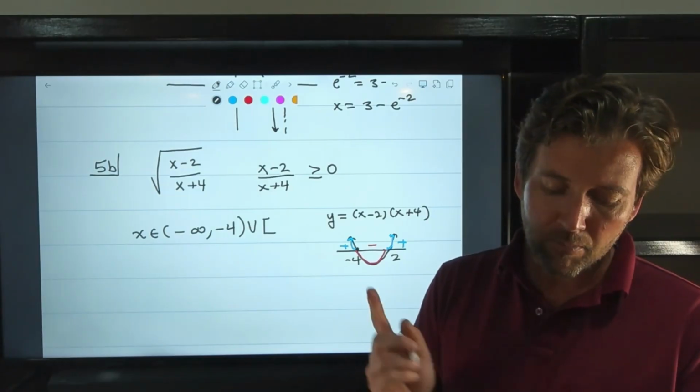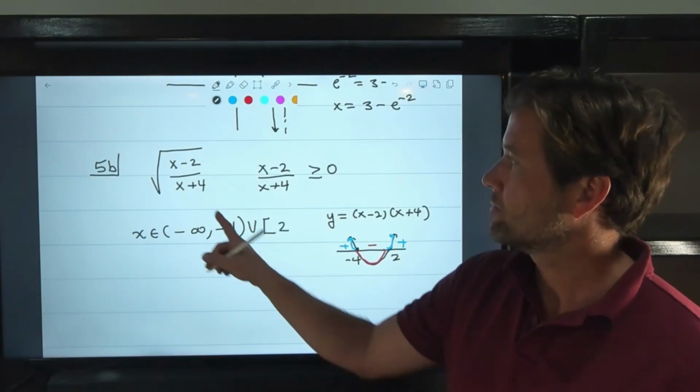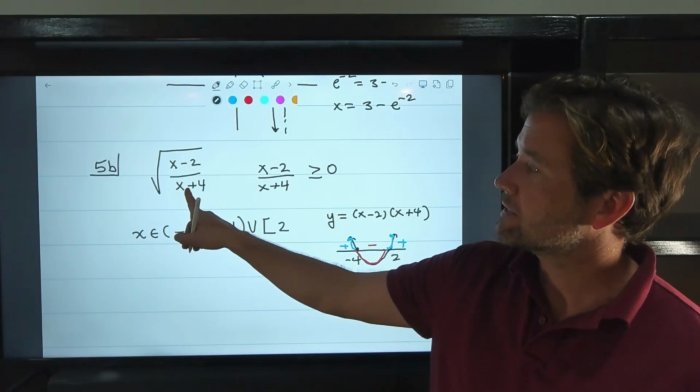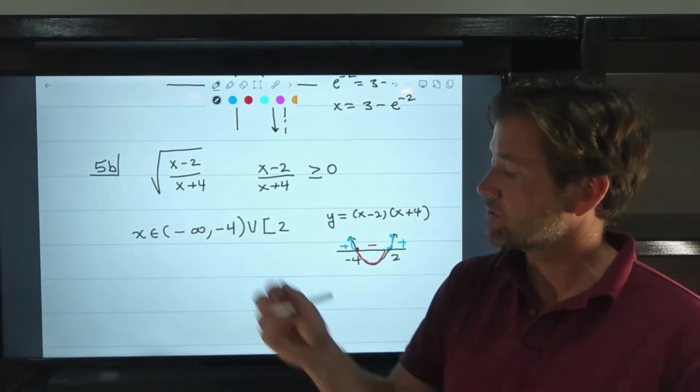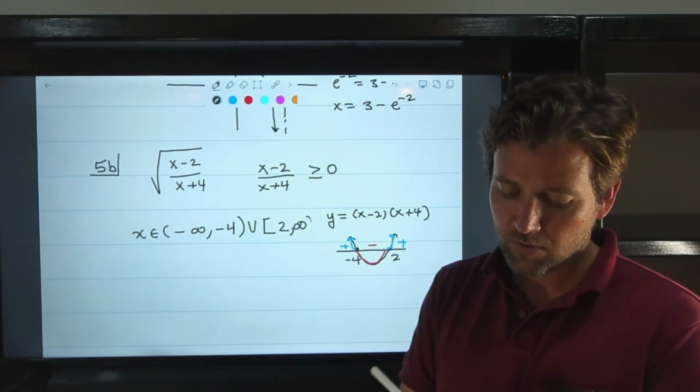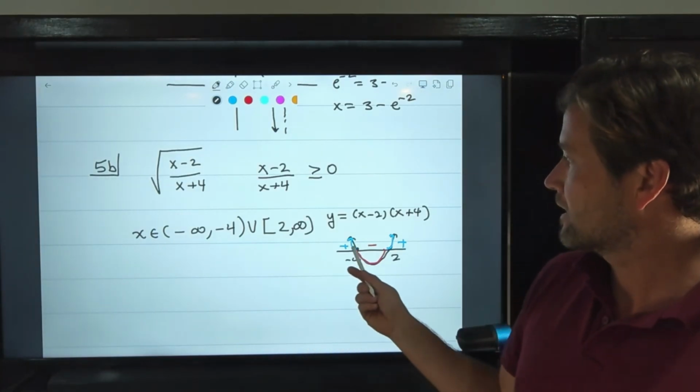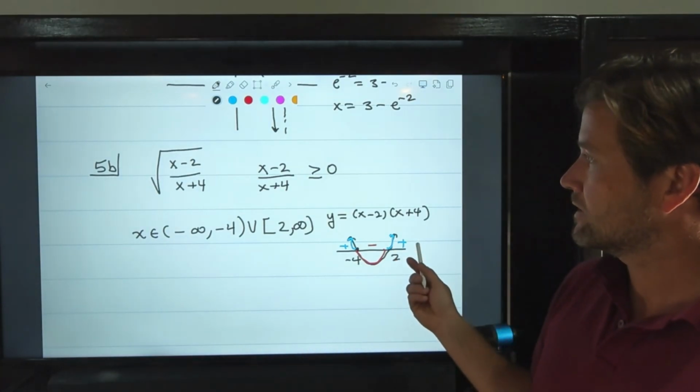Union, I'm going to put a bracket on 2. Because if I plug in 2, I get 0 divided by 6, which is 0. And the square root of 0 is 0. So it's 2 to infinity. So -infinity to -4, union 2 to infinity.